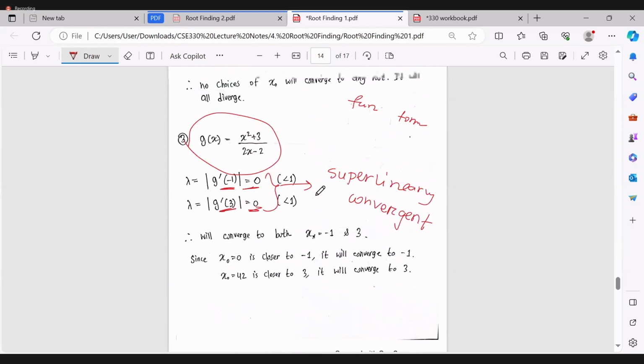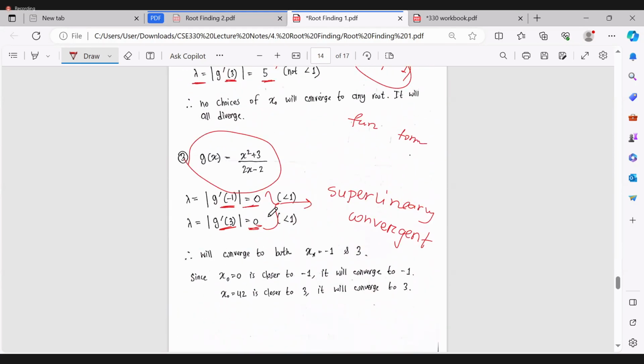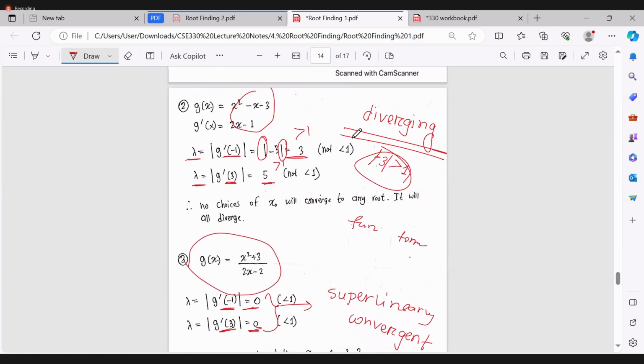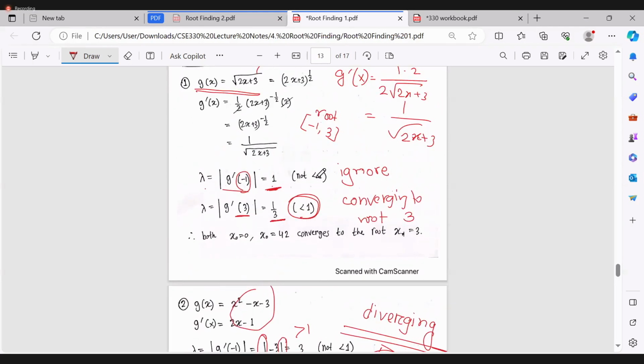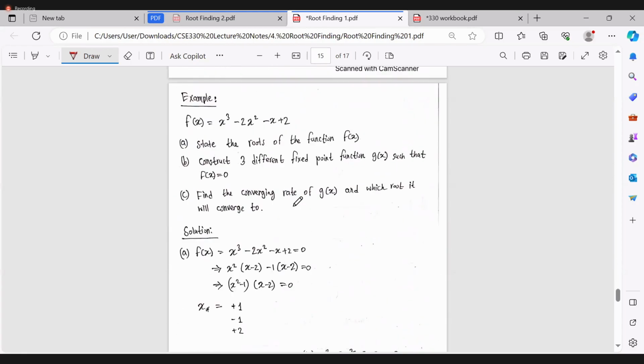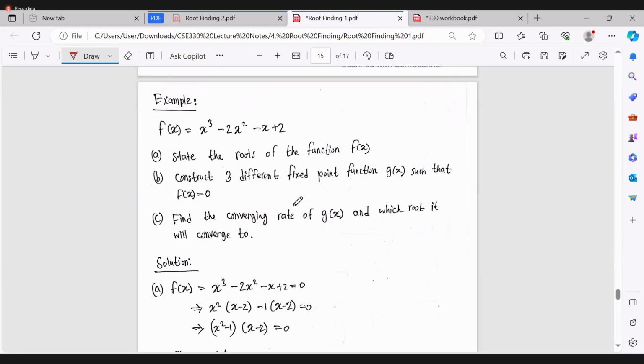So you need to test this value of lambda. If the value is 0, that means it is super linearly convergent. If the value is greater than 1, that means it is diverging. If the value is 1, that means ignore, and if less than 1, then it's converging. So math kemne ashbe? That's the only question that we ask ourselves.